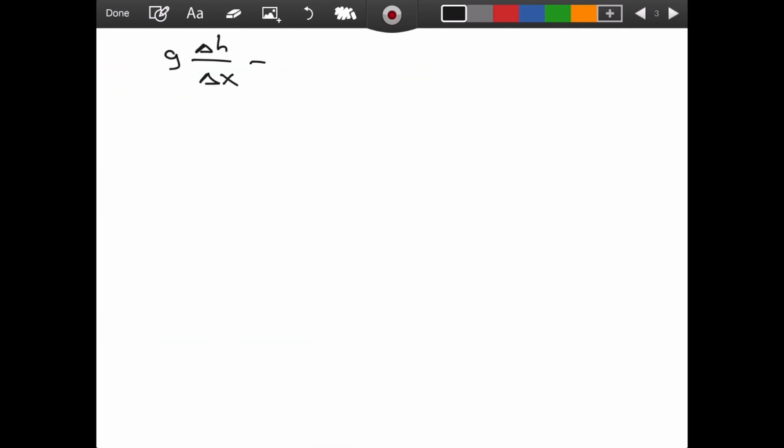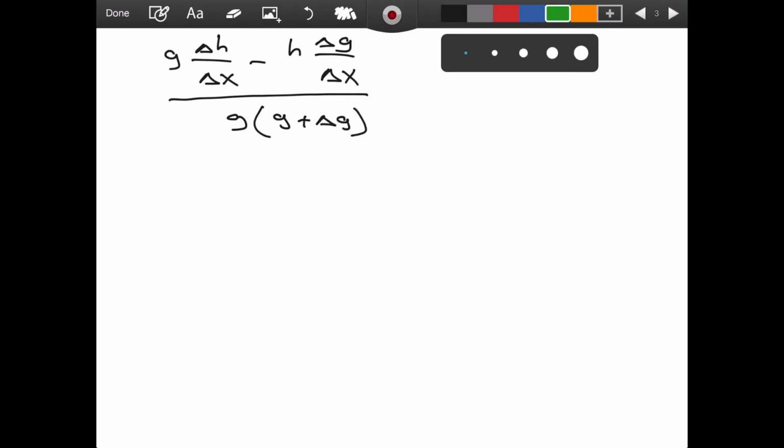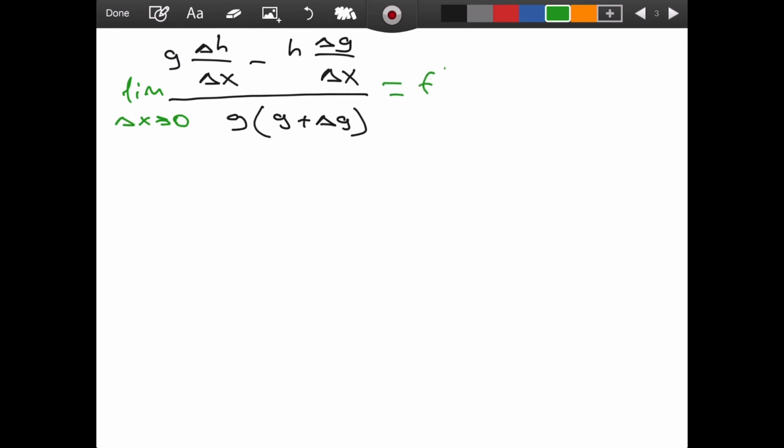h delta g divided by delta x, all divided by g times g plus delta g. Now I am interested in taking the limit of this thing. We are taking the limit as delta x approaches 0. And as I said, if we take the limit as delta x approaches 0, this will give us the derivative of f. This will give us f prime of x.